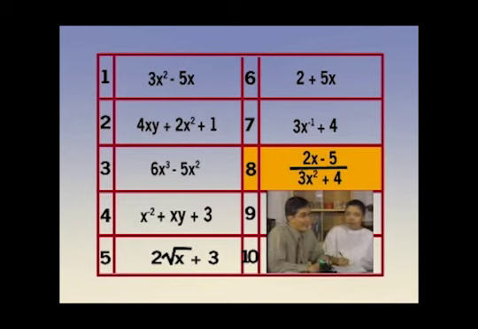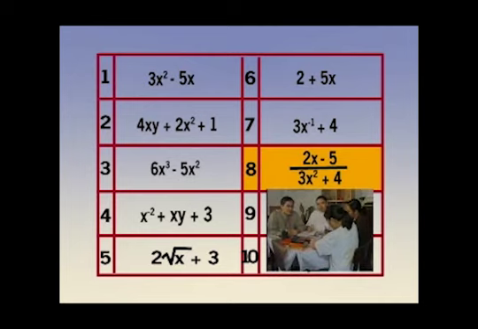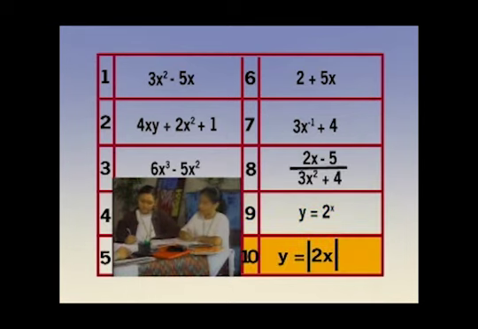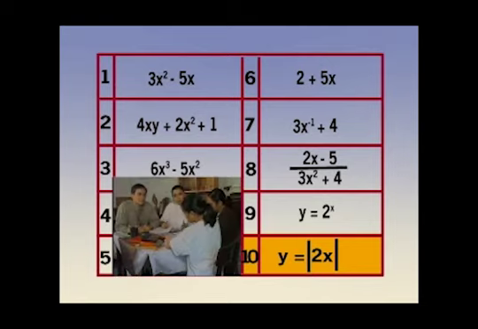You're correct in saying that number 8 is not a polynomial, but don't confuse the fraction bar as the division sign. When the variable is in the denominator, the expression is not a polynomial. Number 9 is not a polynomial because the variable x is an exponent. Number 10 isn't a polynomial either because the variable x is within absolute value bars.